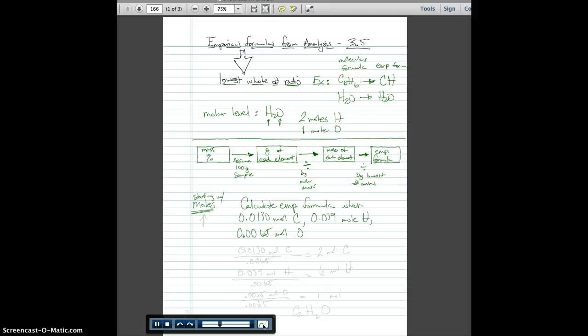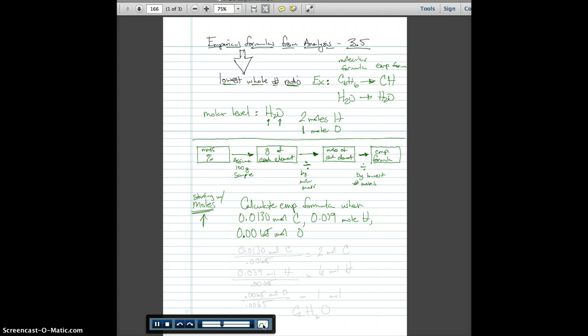Okay, so we're starting with moles here. The problem might ask us to calculate the empirical formula when we have 0.0130 moles of carbon, 0.039 moles of hydrogen, 0.0065 moles of oxygen. So using the flow chart, we can look above, and we're already given moles of each element. We're only one step away from calculating the empirical formula. So really, we're at moles. All we have to do is divide each one of these by the lowest.